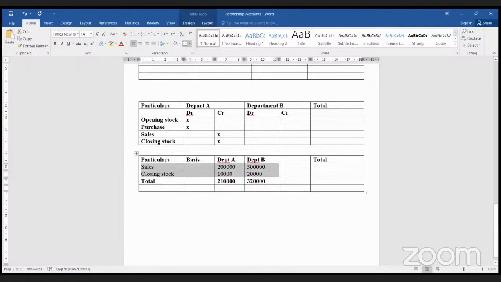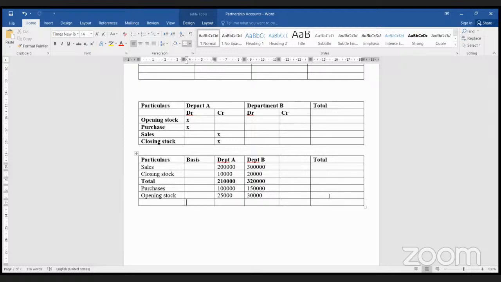Now from this total purchases. What is the purchases of department A? 1 lakh. And department B? 1 lakh 50,000. Now opening stock. Department A 25,000. Department B 30,000. So what is this total? 55,000. So 1 lakh 25,000 and 1 lakh 80,000.